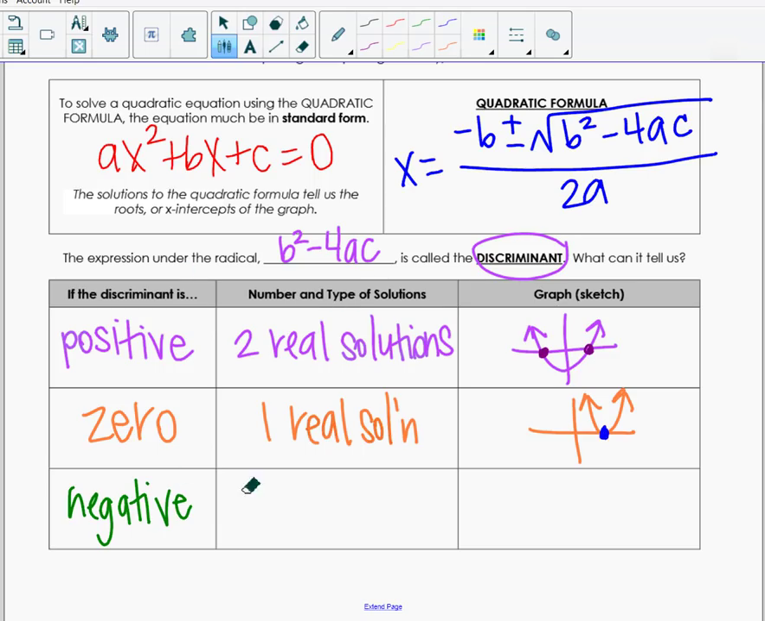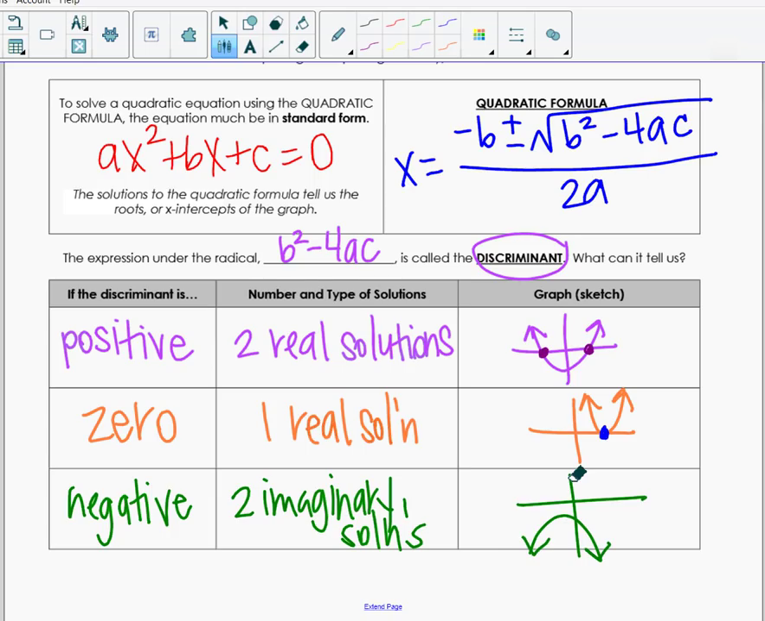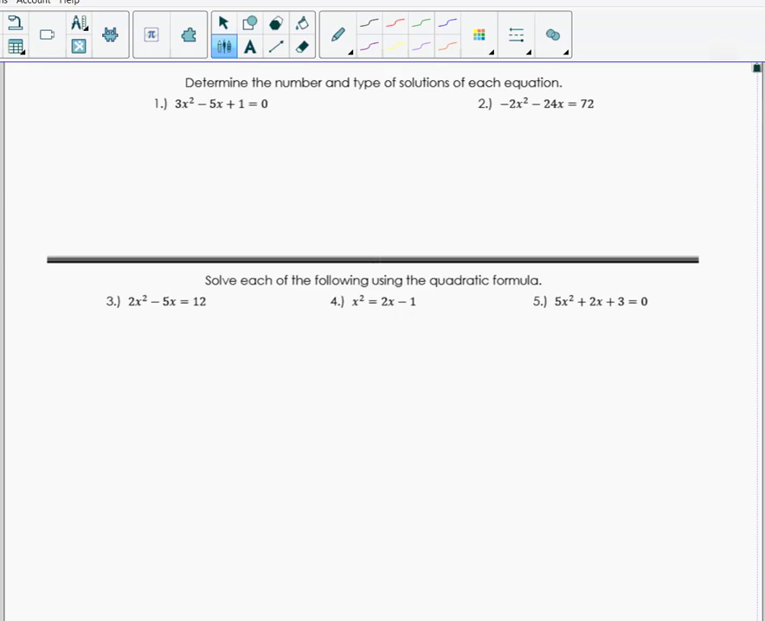Okay. If you get a negative discriminant, that means you have two imaginary solutions, which graphically means your graph, no matter which way it opens, let's say we do down now, will never touch the x-axis at all. Okay, so the first thing we're going to talk about is just the type of solutions you should get. Then we're going to do the quadratic formula as a whole. So this says determine the number and type of solutions for each equation. So we're going to use the b squared minus 4ac part from the front.